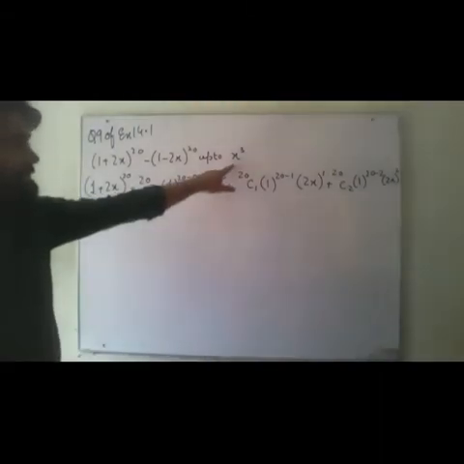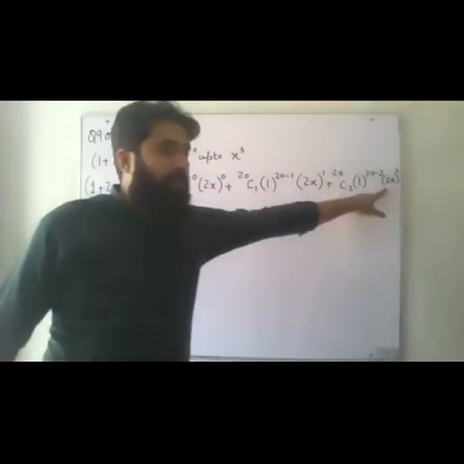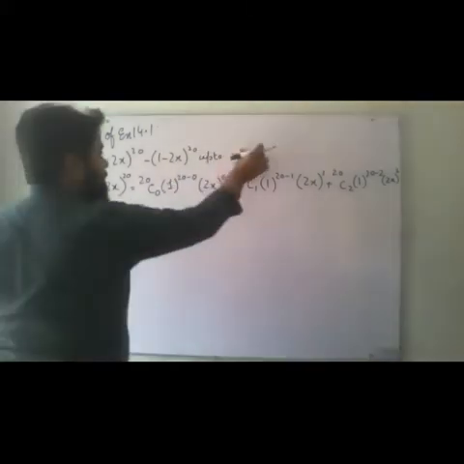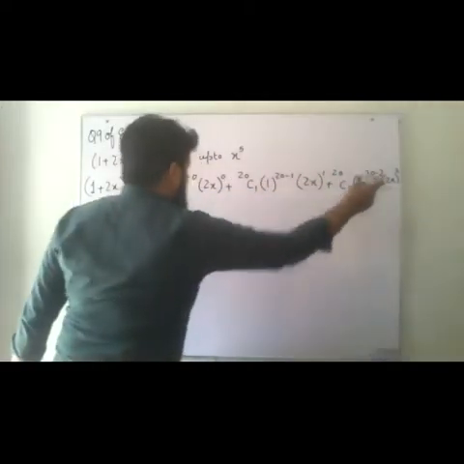Okay. I have to go till x cube. Over here, x power 0, x power 1, x power 2. It means I have to find one more term. They are asking for x power 5, so I have to move on till x power 5. So I have got till x square.